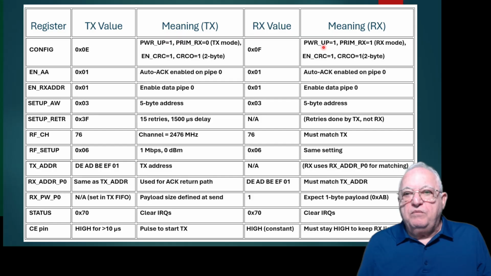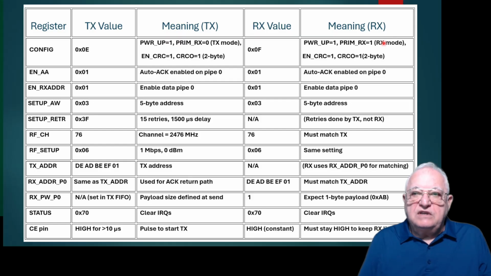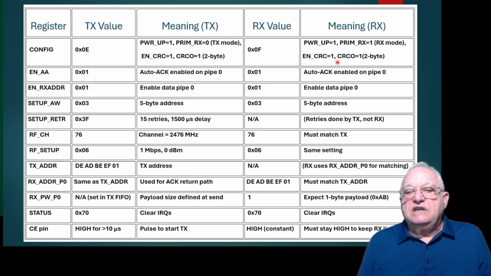We have the power up 1. Now the prim RX is going to be 1, which means we're going to be in the receive mode. That means we're listening for something. CRC is going to be 1, and we're going to see a CRC of 2 bytes. So you have to make sure that the transmitter is set up to transmit mode and the receiver to receive mode, or things are not going to work.